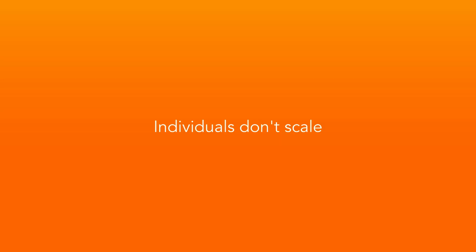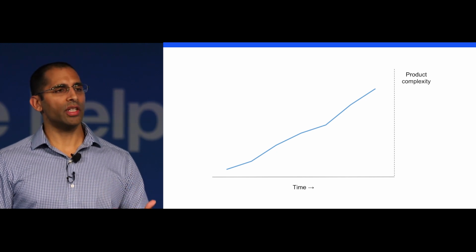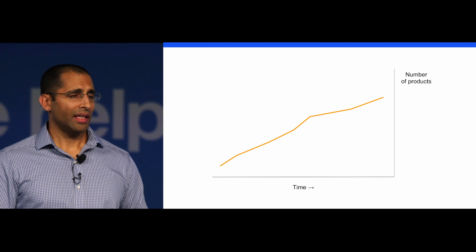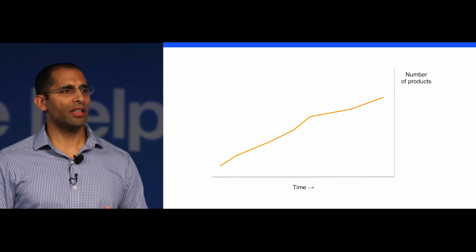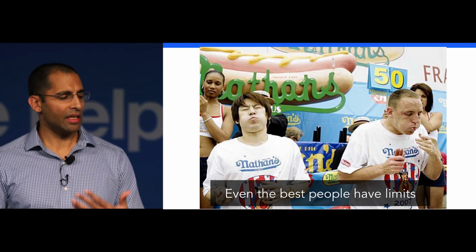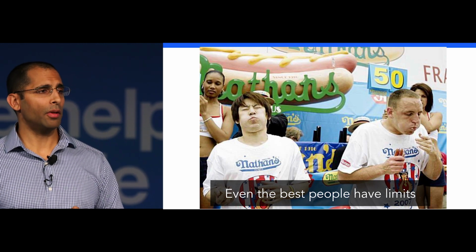Another problem is that individuals don't scale. A lot of the intuition-driven things that we could do, just because we know the right thing, it's not going to scale. Your product complexity is going to increase over time as you add more features, as you extend the product that you have. The number of products you have is also going to increase over time. And one individual's ability to keep up with all of this is just limited. You can only eat so many hot dogs. You're going to hire the best people, but even the best people have their limits.